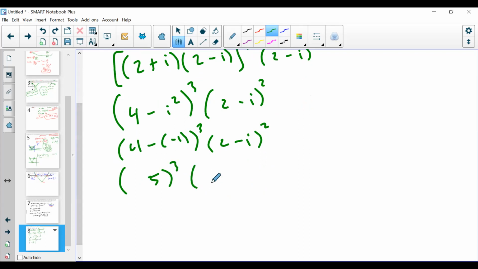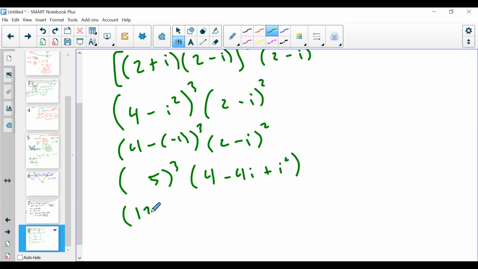2 minus i squared, that's the perfect square trinomial. So what we get is a squared, which is 4, minus 2 times -i. So we get minus 4i. Right, 2 times 4, yeah, 4i, and then plus b squared, i squared, just like that.